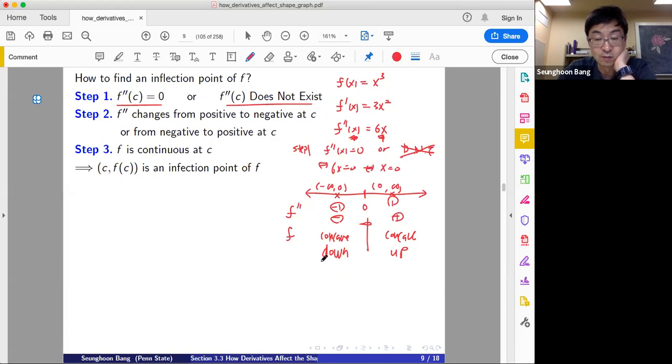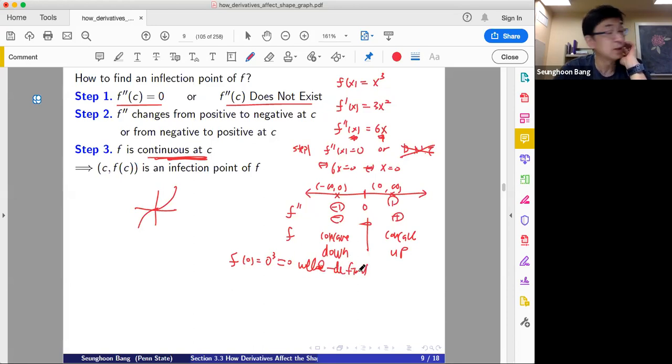So what's the graph of x cubed like? The graph of x cubed is like this. So we have continuity at 0, right? You can plug 0 into function f. 0 cubed is well defined. So what does it mean? Function f is continuous at 0. So this point, (0, 0), is an inflection point. Right? So like this.